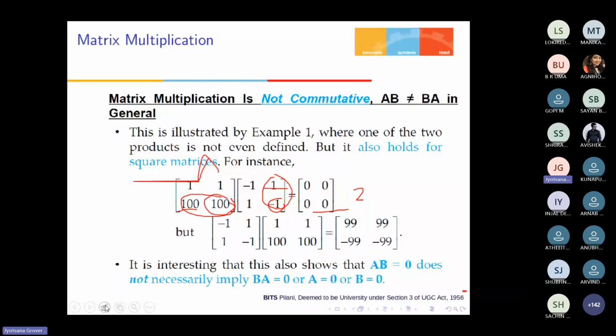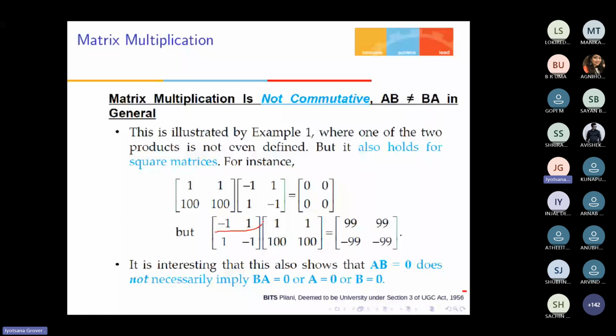But when you compute B into A, B into A is also a compatible multiplication, because B is 2 cross 2, A is also 2 cross 2. Both matrices have the same number of rows, 2. They are square matrices, with the number of rows the same as the number of columns. So when you multiply two matrices of that type, it is compatible. Okay, now let's do the multiplication.